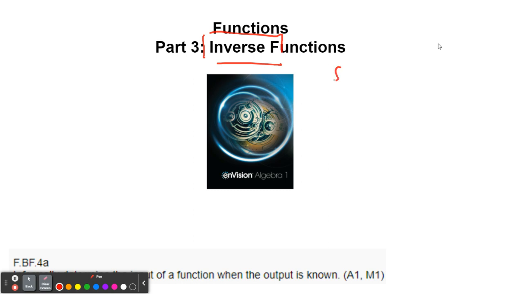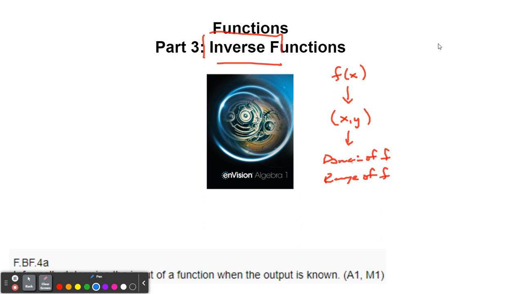So if we have a function f of x, for that function f of x, you have a bunch of ordered pairs x and y, and you have a domain of f, and you have a range of f, right? The domain are the collection of x's, the range is a collection of y's.